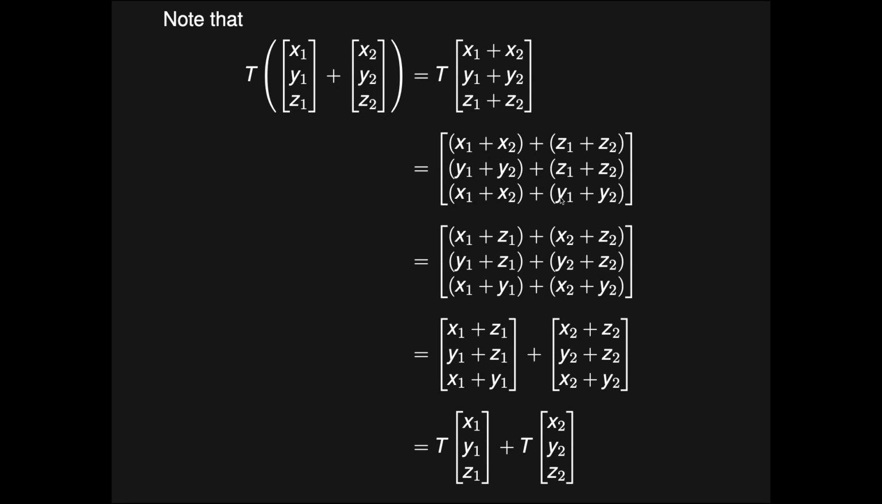Now, using the associativity rule, I can write x1 plus x2 plus z1 plus z2 as x1 plus z1 plus x2 plus z2. Similarly, I can write y1 plus z1 plus y2 plus z2, and x1 plus y1 and x2 plus y2. And now this is the sum of two vectors, namely x1 plus z1, y1 plus z1, x1 plus y1, and x2 plus z2, y2 plus z2, and x2 plus y2. And what is this? This is T of x1, y1, z1, and this is T of x2, y2, z2. And therefore, it satisfies the first property.